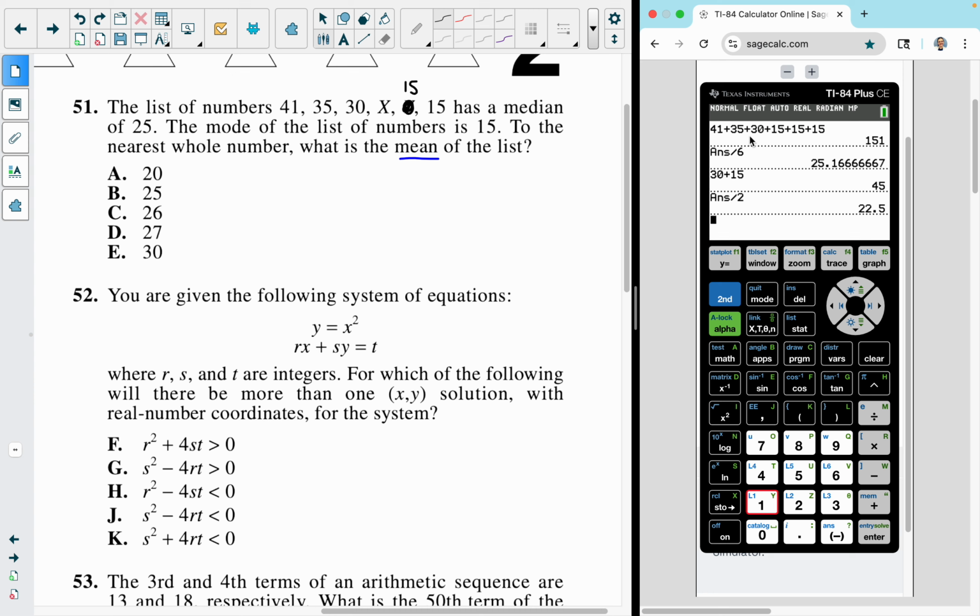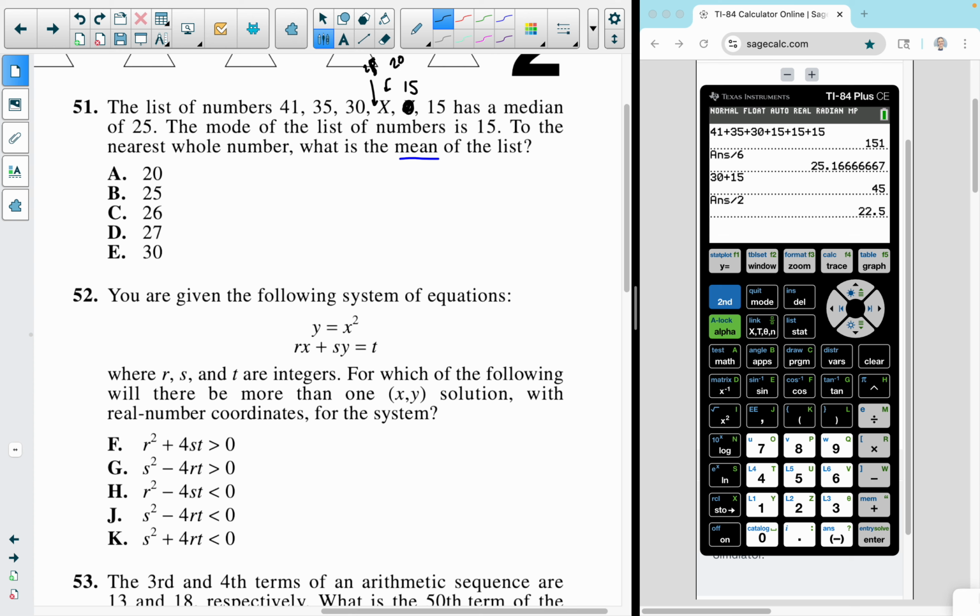So if I'm looking at this list of numbers and I have to figure out this number, what does this number need to be? Well, it can't be bigger than 30 because then my median would be bigger than 30. So it has to be smaller than 30. I need to get this number to be 25. If I go from 30 down to 20, 30 plus 20 divided by 2 is 25.